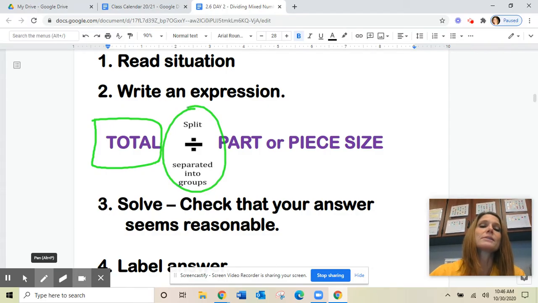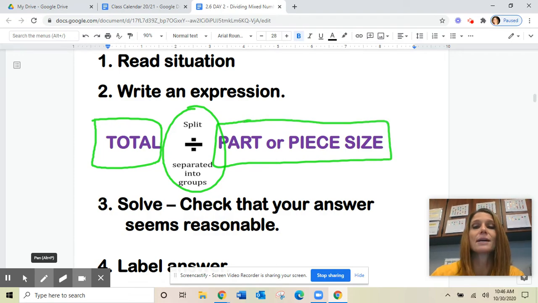Look for words like splitting or separating into groups, because that kind of gives you the signal that this is going to be a division expression. And then how are they splitting it? What sized part? What sized piece? Remember that this could be a fraction, this could be a mixed number, this could be a whole number. So it's just important to write our expression in a certain order, because 10 divided by 2 and 2 divided by 10 are not the same thing. We want to make sure we write our expression in the right order.